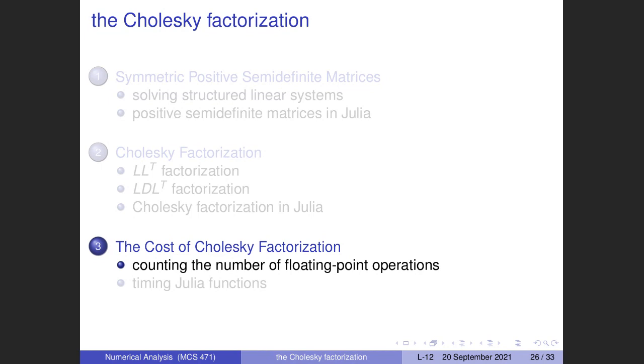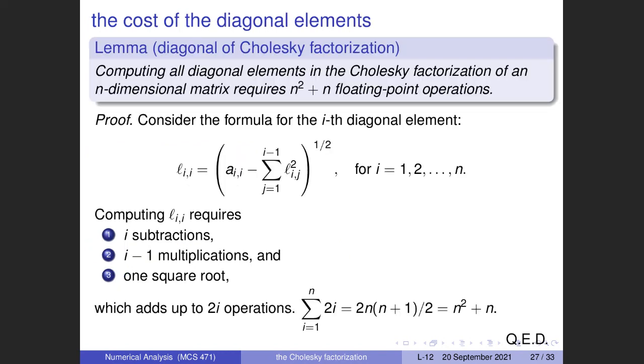What we will do in this last part is verify very precisely the cost of the Cholesky factorization. For the LU factorization, we did not derive an explicit formula because it was sufficient that we understood that this is cubic in the dimension. Now the constant actually matters, and therefore it's worthwhile to explicitly count the number of floating point operations that we are doing. So we have derived the formula for the diagonal elements. So let's examine that formula.